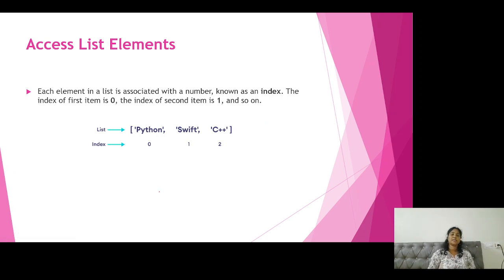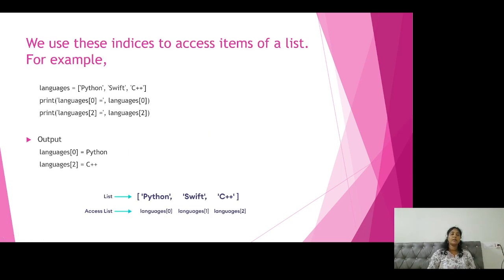How to access the list items? Similar to arrays, in a list each element will be associated with an index. These are the list items, Python, Swift and C++. Each will have an index 0, 1, 2, and so on. So the index of the first item is 0, then 1 and so on. And we use the index to access the elements of the list.